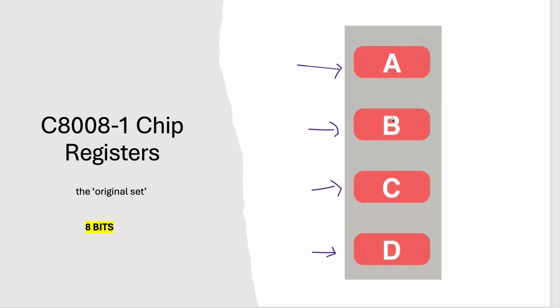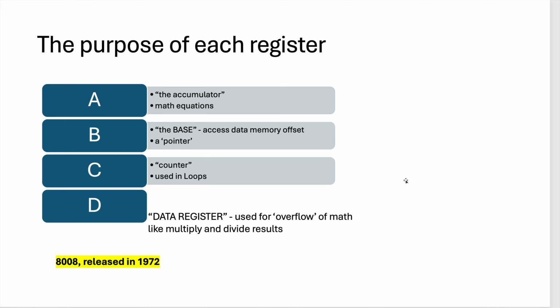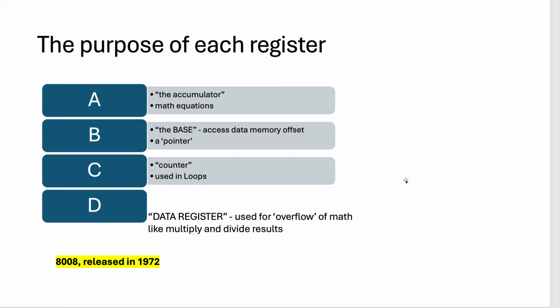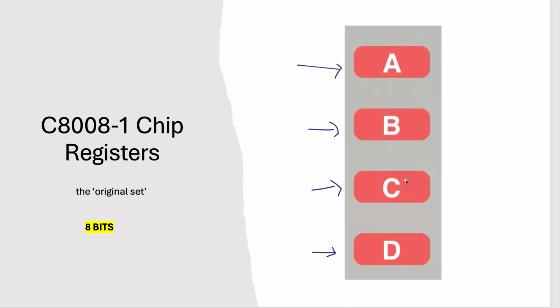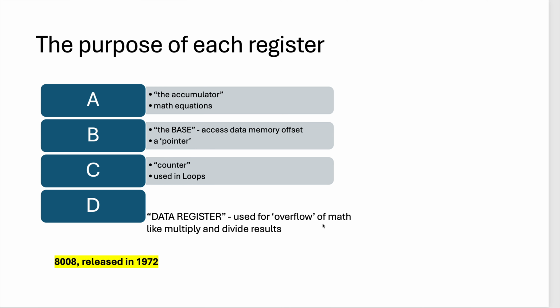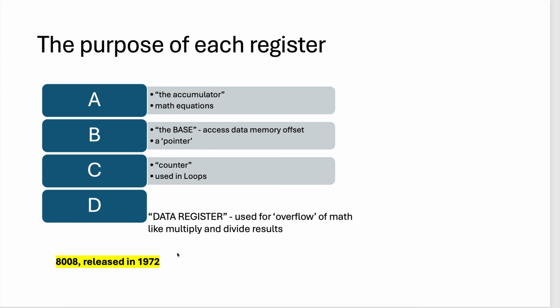C is the counter. So you would use the C register in loops, if you will. And then D is a data register used for overflow, if you will, of math, like multiply and divide results. So that's what D is for. It's for the overflow.